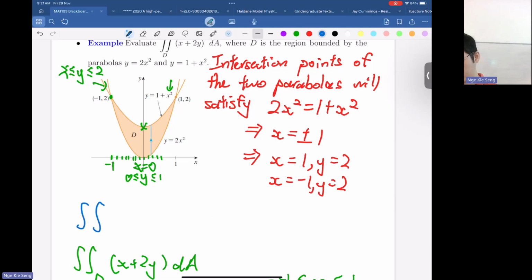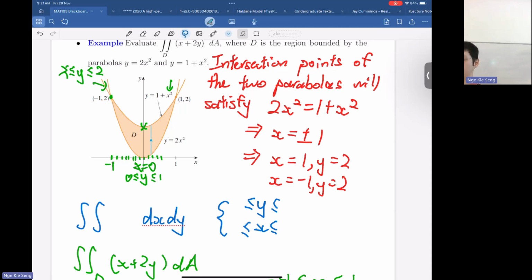How about if we try to do dx dy? To do dx dy, what do we do? You need to fix the domain for the outermost variable first, and then you fix for x. X will depend on y.